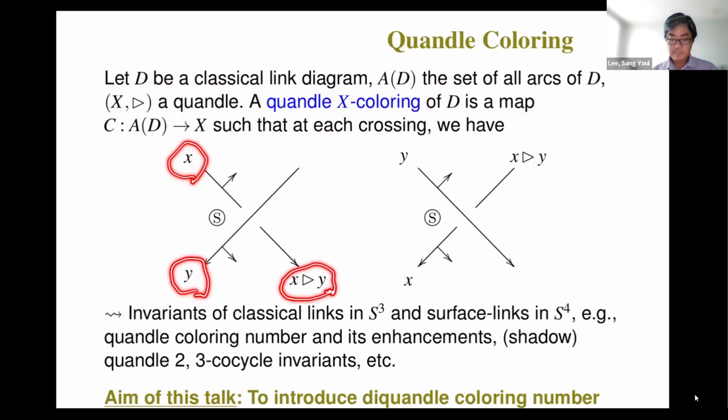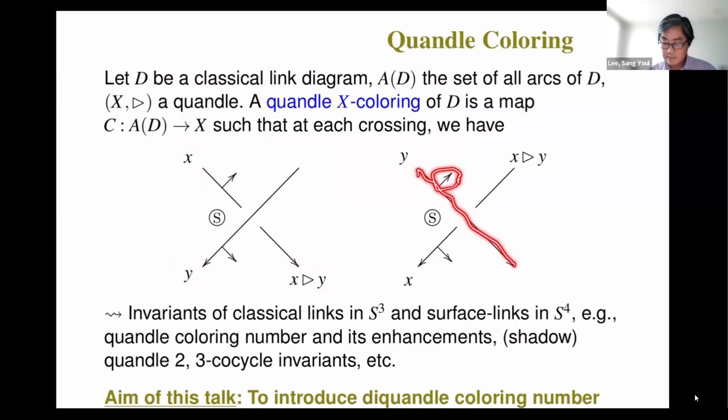In this case, we use this operation on X and Y. And similarly, this is the co-orientation of the arc. Then the input color is X, and this input color is acted on by Y, giving output X triangle Y. Okay? You can see the color rule easily from these pictures.